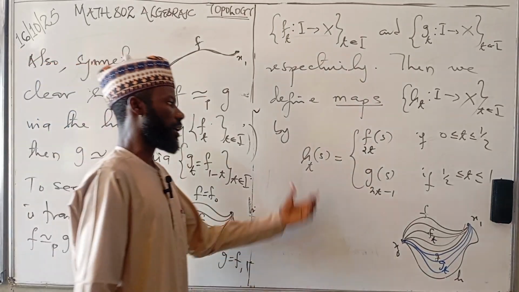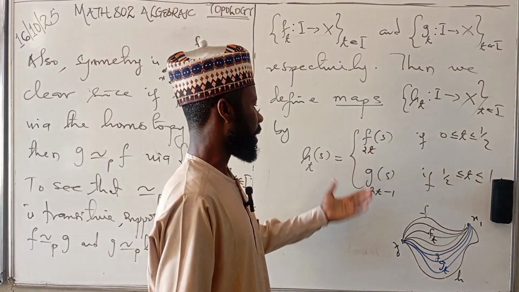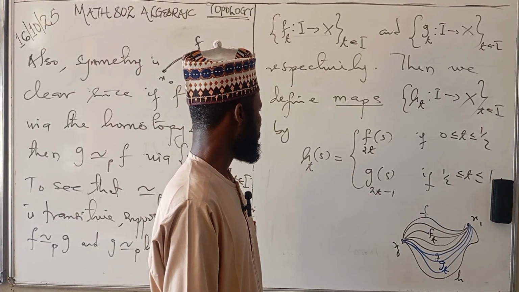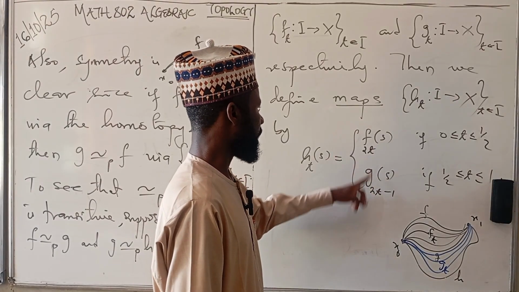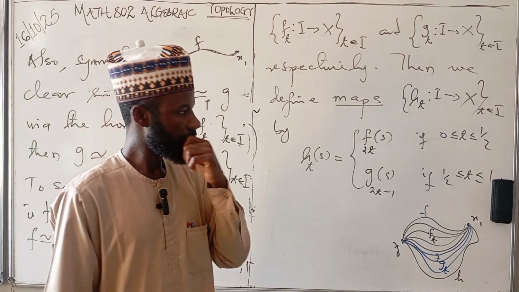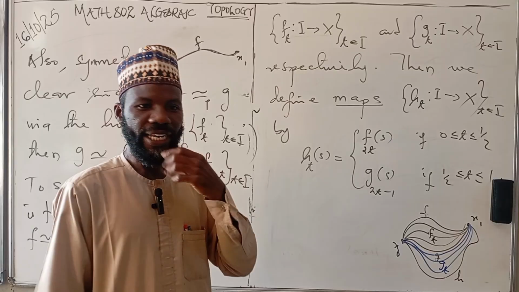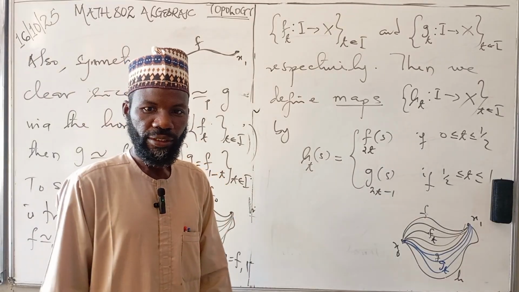Okay, but then we have to see that, so this thing, is it actually well defined? Yeah, it should be well defined because of what? The fact that I'm dealing with paths sharing a common endpoint.